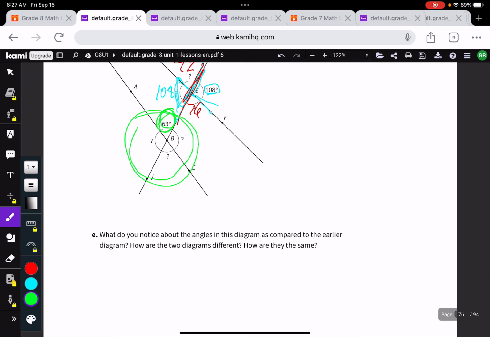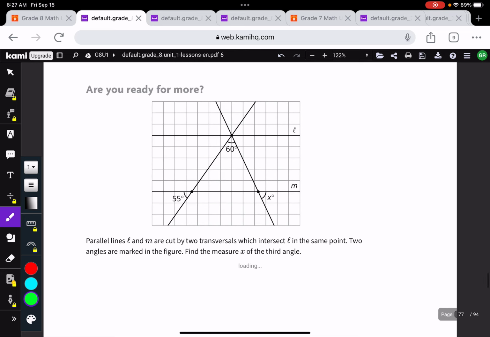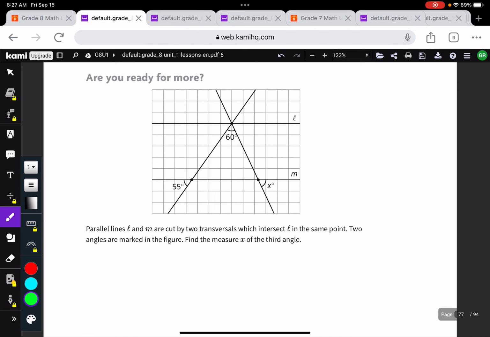And I kind of answered E for you. It says, what do you notice about the angles in this diagram as compared to the earlier diagram? How are they different? How are they the same? So that's pretty self-explanatory. I'll let you go ahead and answer that. When you're done, hit unpause. Hit pause for now, and then when you're done, hit unpause. If there's time, you can come back to this.